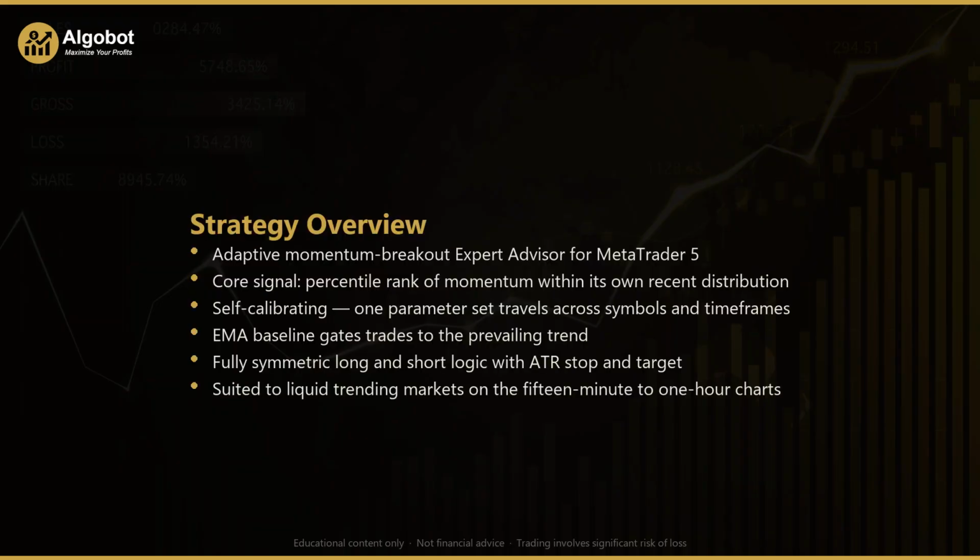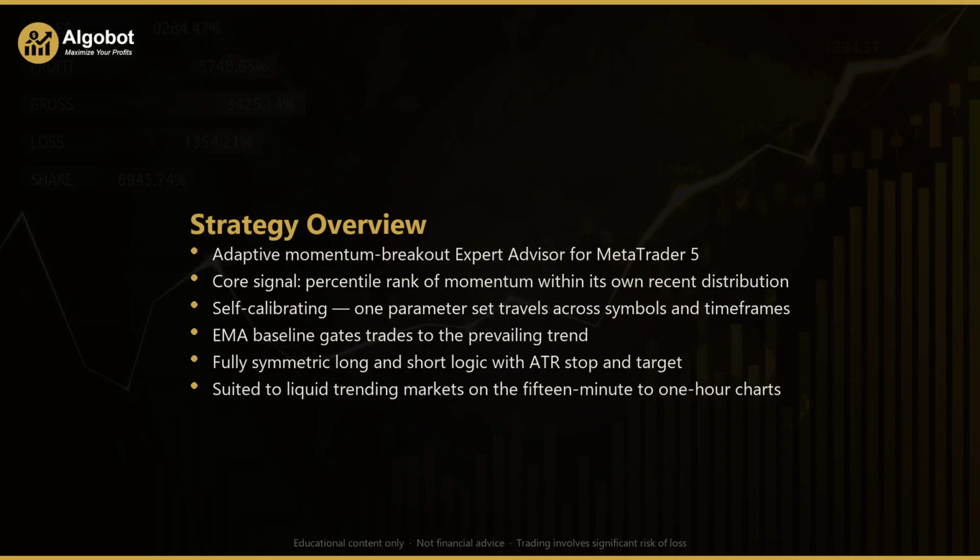Let's dive in. So what exactly does this expert advisor do? At its core, Momentum Percentile Breakout is an adaptive momentum system for MetaTrader 5. Most momentum tools compare a reading to a fixed level, a set indicator value, or a fixed price move. The problem is that a fixed level means very different things on a quiet pair versus a wild one. This strategy sidesteps that by ranking momentum against its own recent distribution, so a strong push is always judged relative to what has been normal lately.